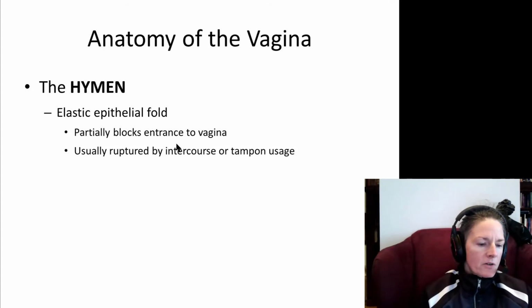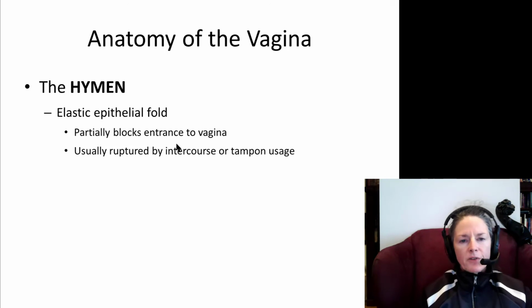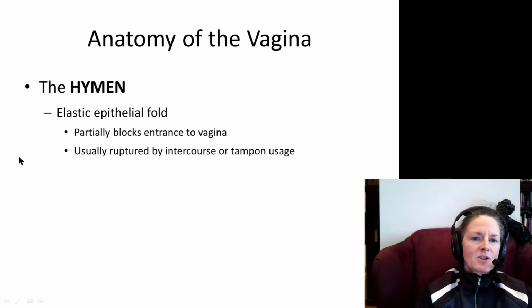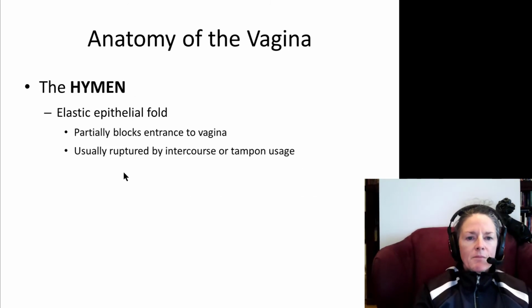But for many, many years in many cultures, the presence of this was a test for virginity. And it turns out it's a completely bogus test because anything can damage it. And it's really not an important structure at all in terms of the function. So it really doesn't matter much. It may help prevent infection early on, but other than that, it really doesn't serve much of a use.